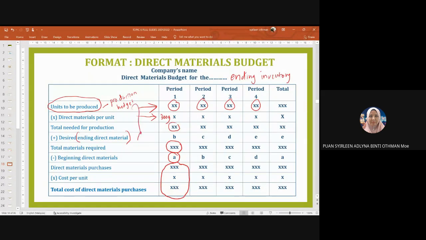So this part over here are all in units. So dekat bawah ni barulah kita kira costing. Okay, so dekat bawah ni is RM. Alright, so this is your direct material budget. Okay. Alright, so kita tengok direct material budget.